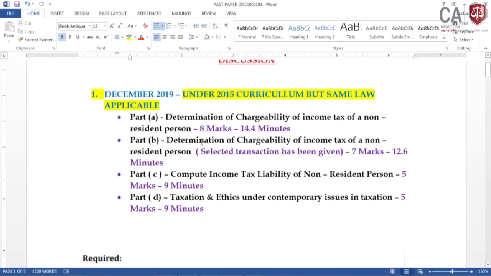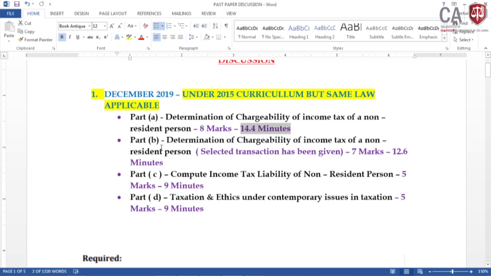Determination of chargeability of income tax of a non-resident person. The PHP is a Singapore company. Then we need to look at whether PHP shall pay tax in Sri Lanka, for 8 marks. 8 marks means how many minutes? It's 14.4 minutes minimum. You can take 6 minutes more, so it's 15 minutes, but try to complete in the 14.4, strictly to time.